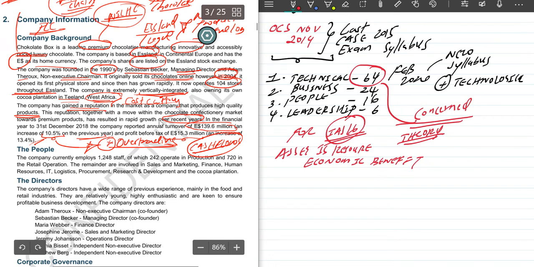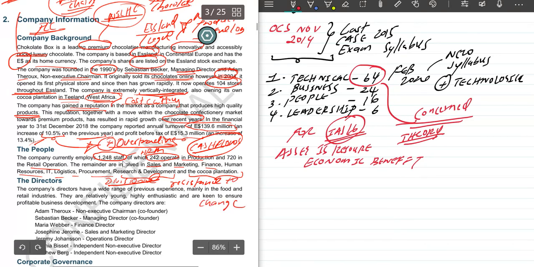The company currently employs 1,248 staff. So this shows their HR, human resource management, out of which 242 operate in production, 720 in retail, and the remainder involved in sales, marketing, finance, human resource, IT, logistics, procurement, research and development, and cocoa plantation. So students, I can say here it's a divisionalized labor, so you need to be very much careful. And students, if there are some new changes, there can be something called resistance to change. So please keep that in mind also, students.